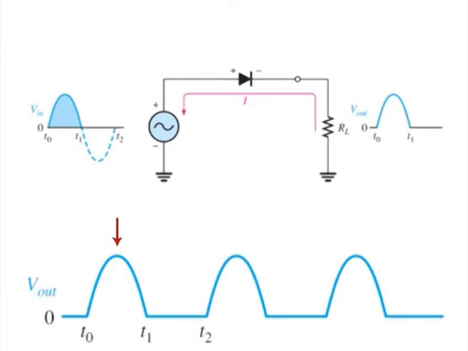The current path is through ground back to the source. During the negative alternation of input voltage, the current is 0. So, the output voltage is also 0.